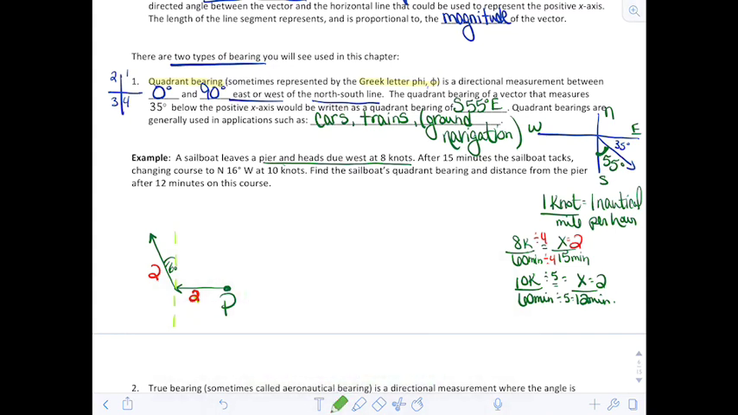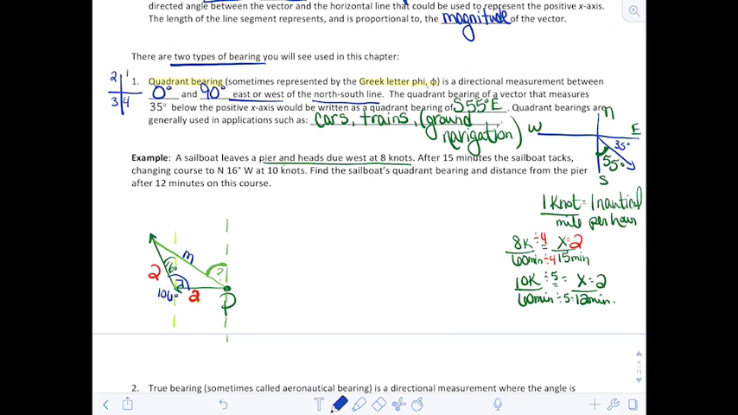So what I'm wanting is this. And I'm going to draw another north-south line, because if they want the quadrant bearing, if I'm standing on the pier, this is the angle in question that I'm wanting. Okay, so if I want magnitude, that's going to be the distance from the pier, so I want to find that opposite side. Well, I know that this is 90 degrees, and 90 plus 16 gives me an angle of 106 degrees.